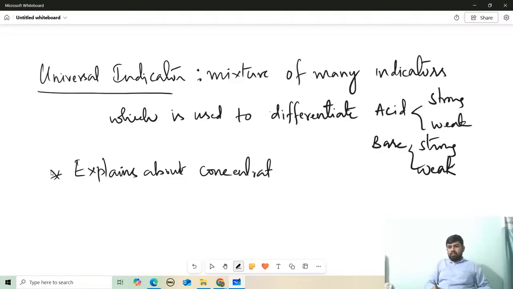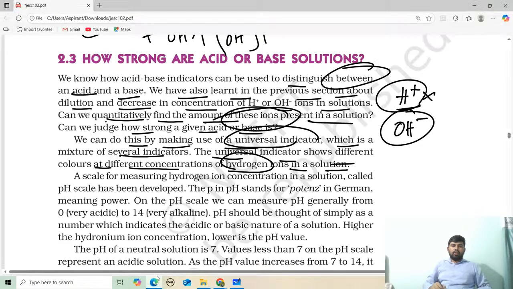Concentration means what, sir? Nothing but how many H plus ions are there? What number of H plus ions? Okay. So then after, let's discuss here.